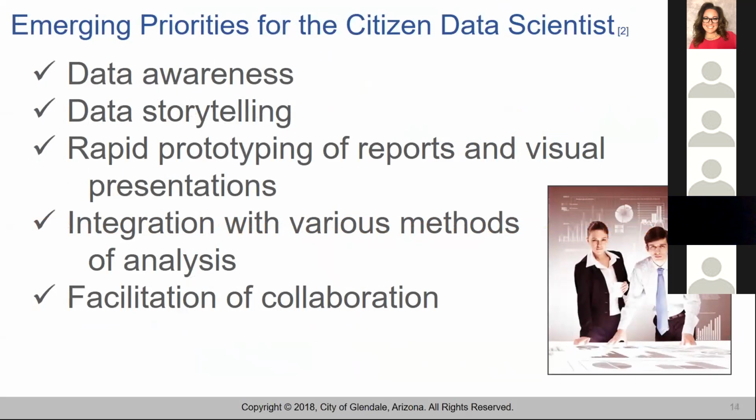So what are the priorities of a citizen data scientist? They need to be more data aware. Us folks in IT need to have different sources of data and things available to them, and make the business partners or our citizens aware of those. We need to help them tell stories with their data. They need to be able to rapid prototype, do iterative processing of reports and visual presentations so that they can quickly put something together and show it to whoever wants to know this information. They need to be able to integrate with various methods of analysis, and they need to have that facilitation of collaboration.